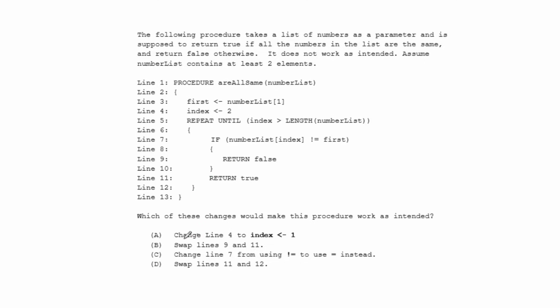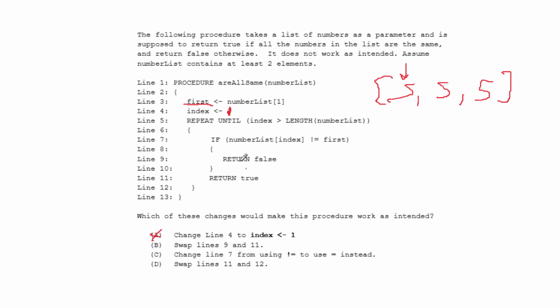So let's go through some of these other ones. Changing line 4 to index 1, this doesn't really do much because if we had 5, 5, 5, all we're doing there is checking if the first item is the same as the first item. We already started with the first item. We don't need to check the first item against itself again. We can start with the second item, right? We're just checking that everything is the same as the first item. So that doesn't really help us. It doesn't break the code, but it doesn't fix the issue.